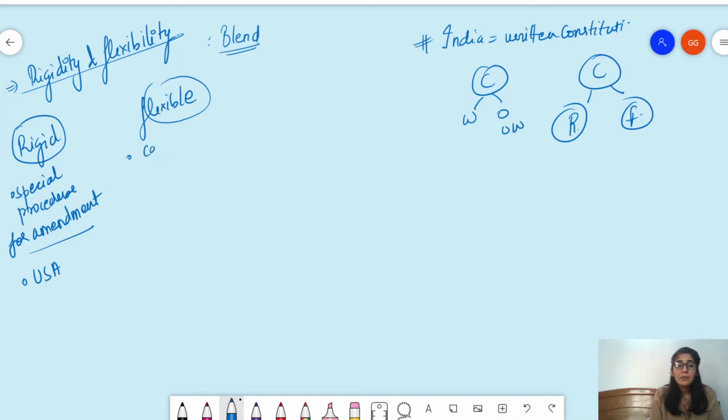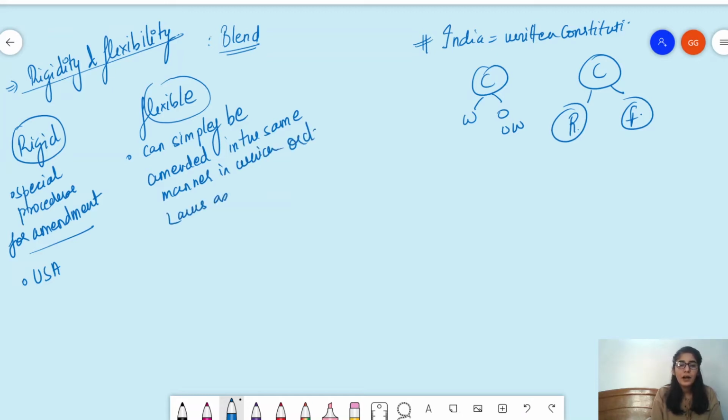It can simply be amended in the same manner in which ordinary laws are made. This will get clear to you. Bear with me. For example, the British Constitution. Okay, what am I saying here?